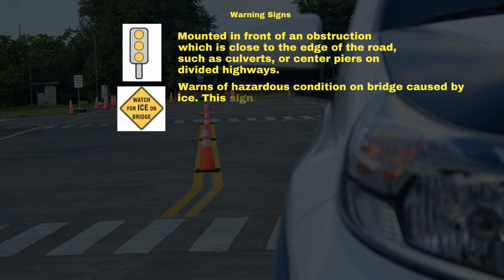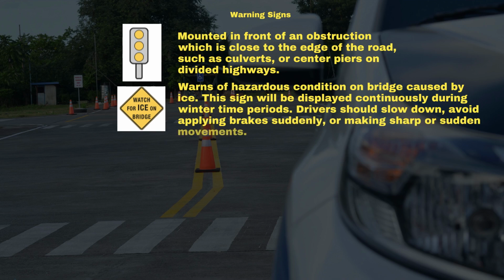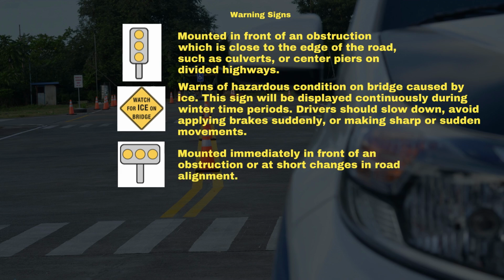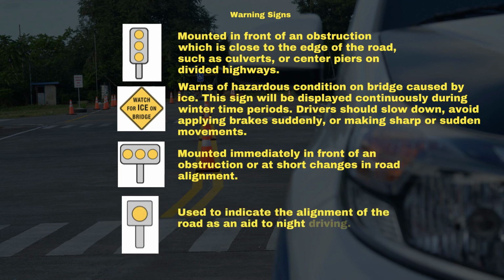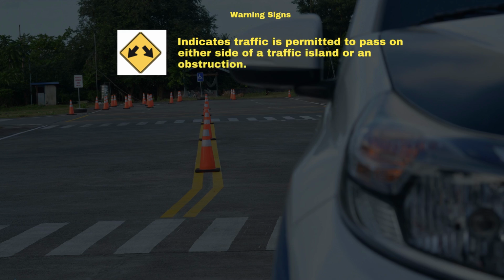Warns of hazardous condition on bridge caused by ice. This sign will be displayed continuously during winter time periods. Drivers should slow down, avoid applying brakes suddenly, or making sharp or sudden movements. Mounted immediately in front of an obstruction or at short changes in road alignment. Used to indicate the alignment of the road as an aid to night driving. Indicates traffic is permitted to pass on either side of a traffic island or an obstruction.